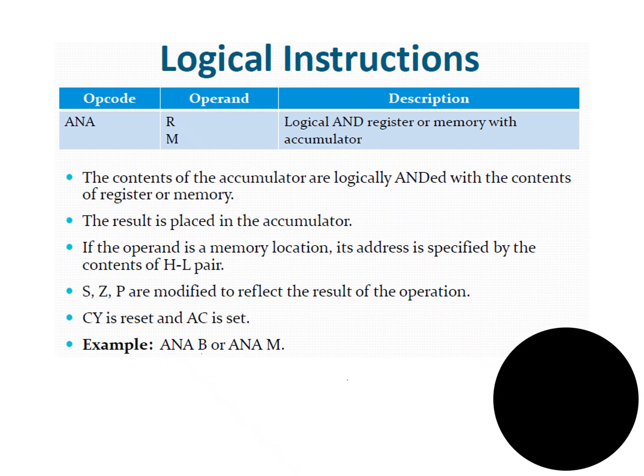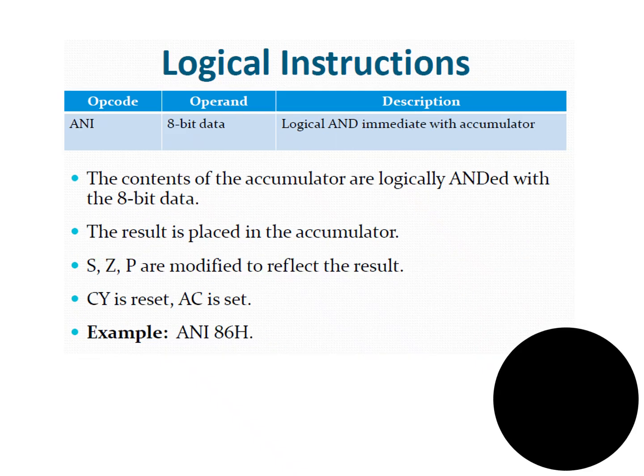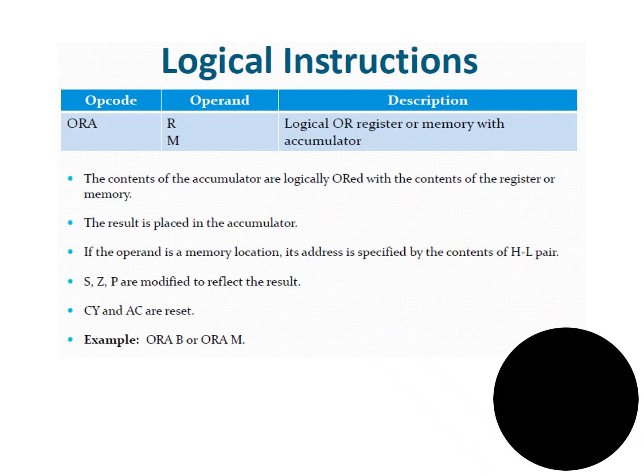And similarly, the logical instructions. The AND instruction: ANA A, ANA B. So when both are 0, 0 AND 0 is 0. When both the inputs are high, your output will be high. If either of the inputs goes low, your output will be low. So that is the concept of the AND operation. Okay, so this is the mnemonic of it.